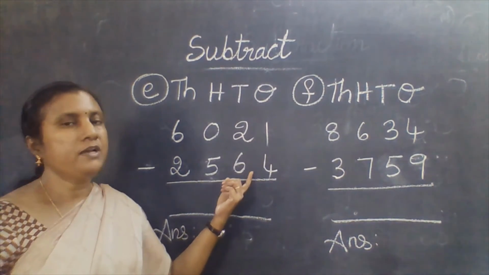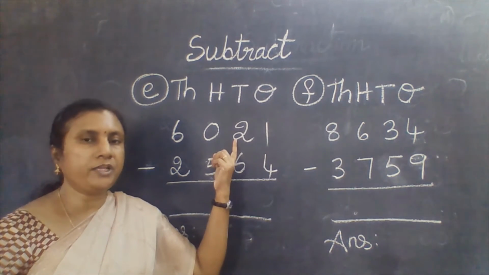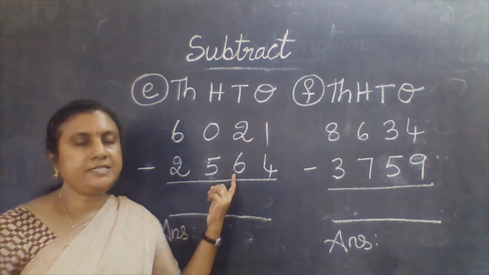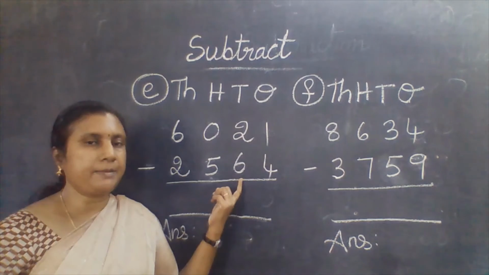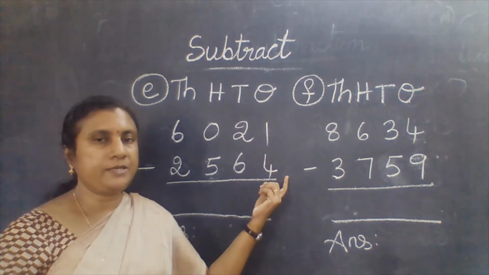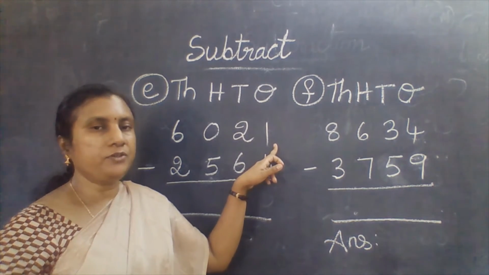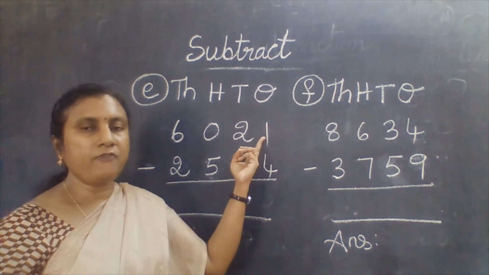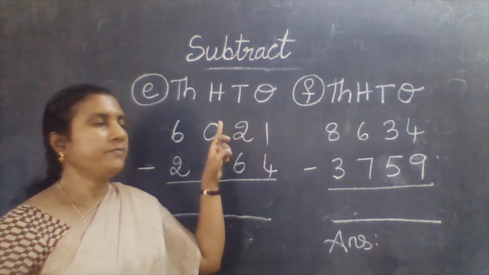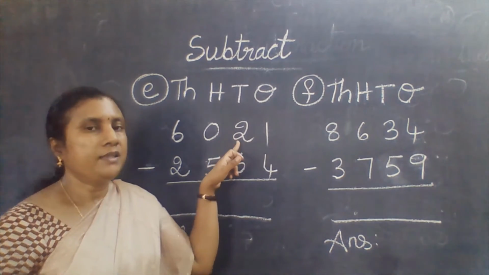2564 is to be subtracted from 6021. Is it possible? As 2564 is lesser than 6021, we can subtract. We have to start from the ones place only, no? Here 4 is there to subtract from 1. So what do we have to do? Can you separate 4 from 1? No. So we have to borrow from the next place value, that is the tens place value.